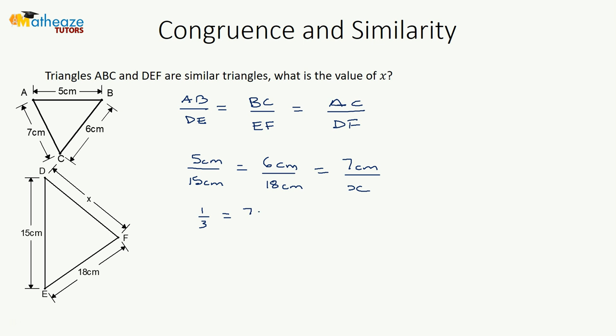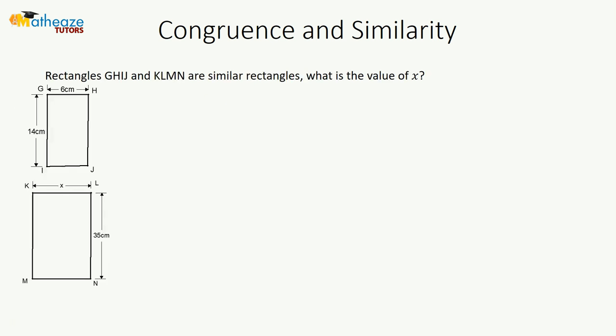So this is going to be 7 centimeters divided by x. So now we will go through a cross multiplication. So x multiplied by 1 is equal to 7 centimeters multiplied by 3. So x is equal to 21 centimeters. Let's look at this example here.